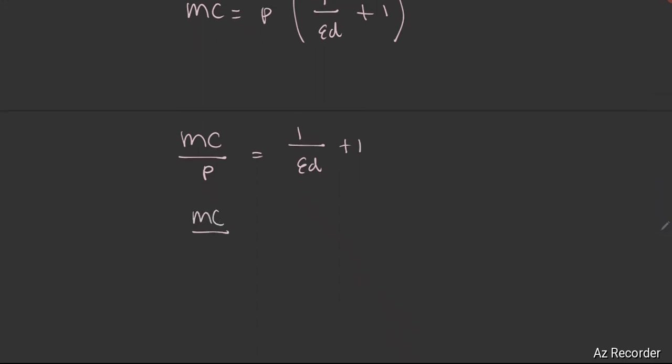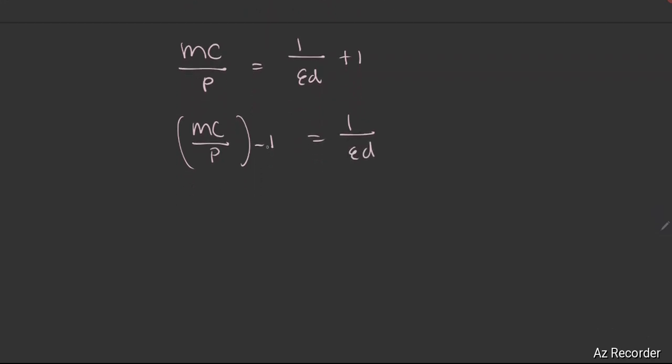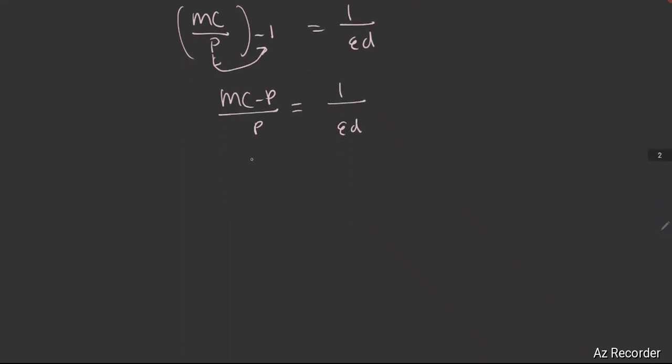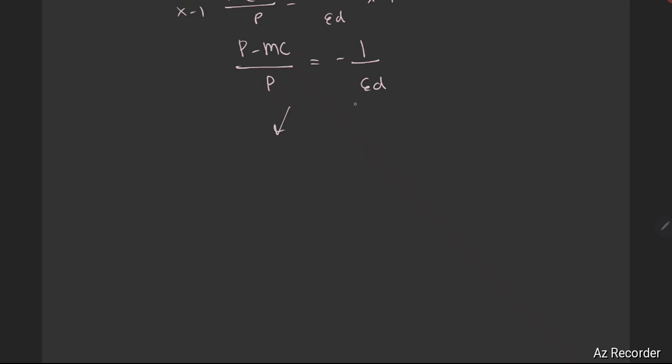Marginal cost over price minus 1 is equal to 1 over the elasticity of demand. We can bring that 1 up in the fraction by multiplying by P. So marginal cost minus P over P is equal to 1 over the elasticity of demand. And eventually, if we just multiply both sides by minus 1, we get price minus marginal cost over price is equal to minus 1 over the elasticity of demand.